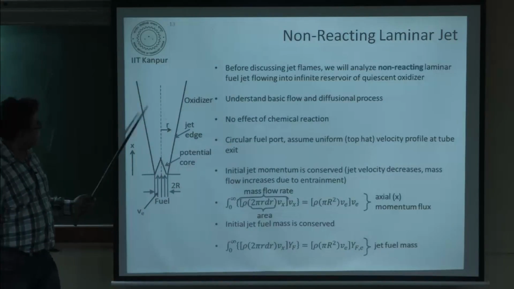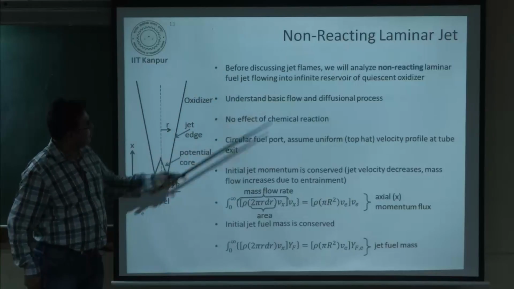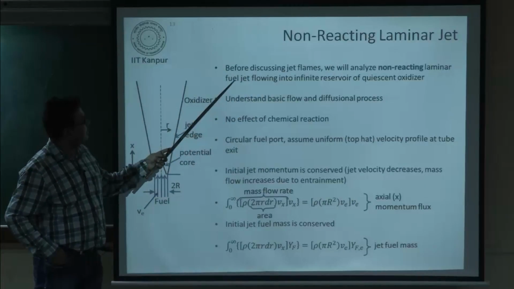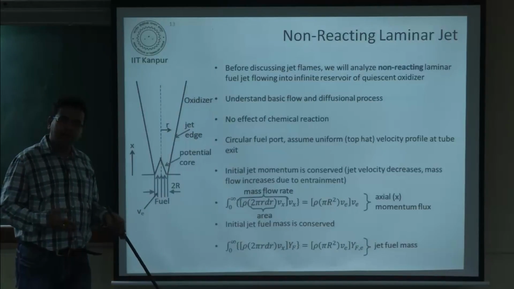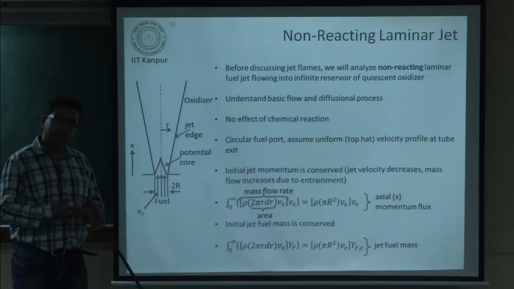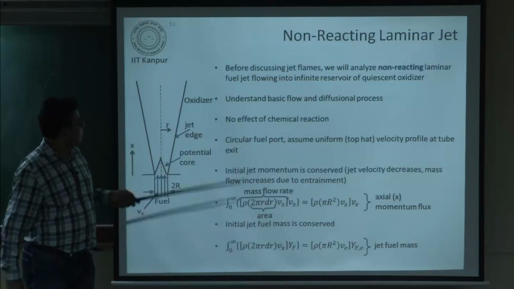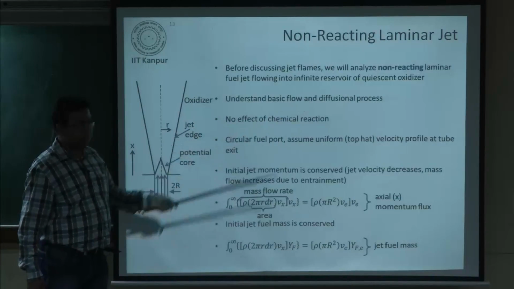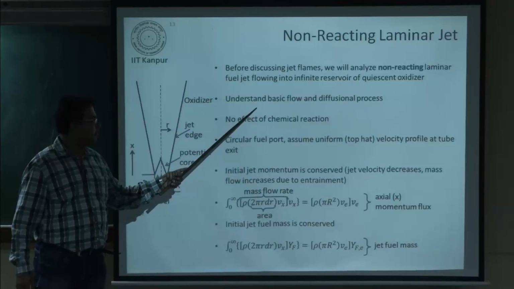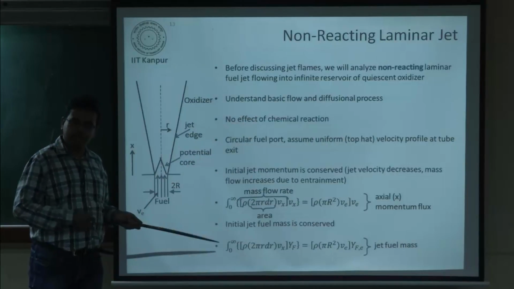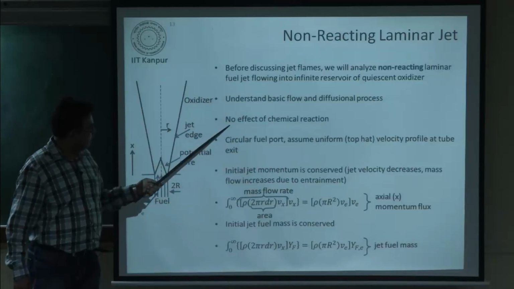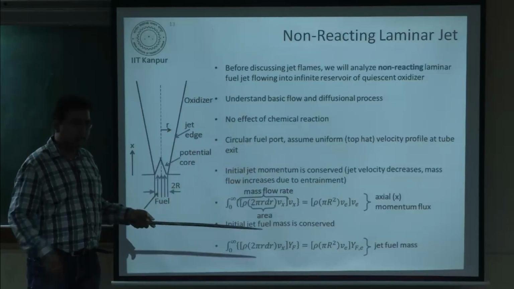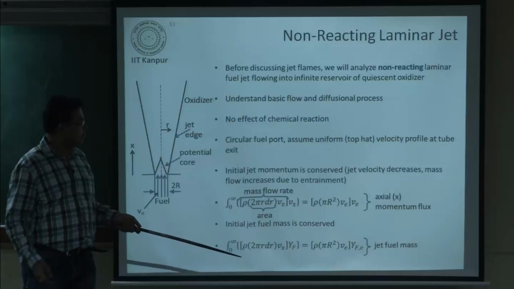So, as I said, before discussing the jet flames, we will analyze the non-reacting laminar fuel jet, because it can give us some idea about how the reacting jet can look like. Okay. So, understand the basic flow and diffusional process. These are the things which we are going to learn from this exercise. Okay. So, we will understand the basic flow and diffusion process in the absence of the chemical reaction. Later we can incorporate the effect of the chemical reactions.